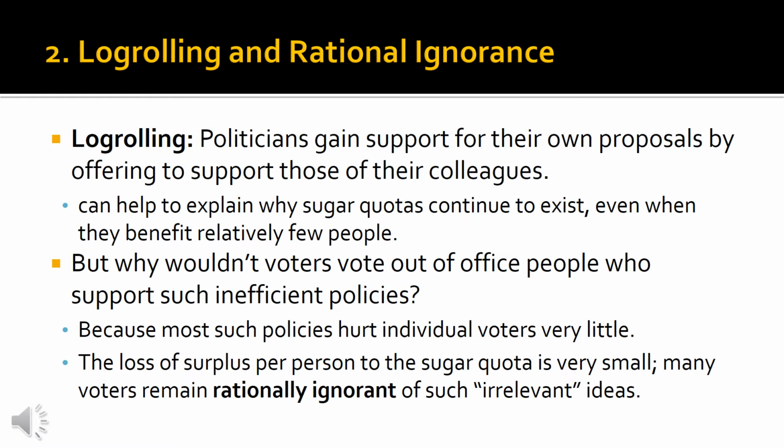Now, why wouldn't voters just vote out of office people who support such inefficient policies and policies that are going to cost them money? Even though it's not a large sum, U.S. families still end up paying more every month for products that involve sugar. So it's adding to their grocery bills. You would think they would not support any politician who would support that. But because most policies hurt individuals so little, they don't actually know the cost of these. And it's too expensive and too time consuming to keep up with it. It's just not worth it.